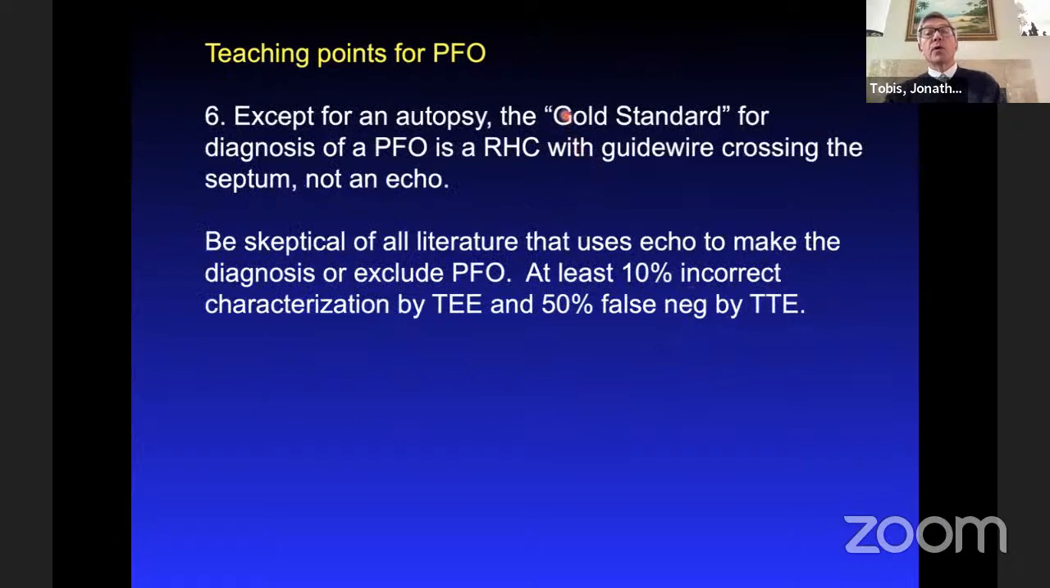The gold standard for a PFO is not an echo. It is a right heart catheterization with the ability to pass a guide wire across the atrial septum. And I think a lot of the literature has been misleading because they based their diagnosis on echoes, and you miscategorize a fair percent of the patient population by saying they don't have a PFO when they actually do, or vice versa. And even TEE is at least 10% incorrect characterization, where they'll say there's no PFO because they don't see bubbles going across.